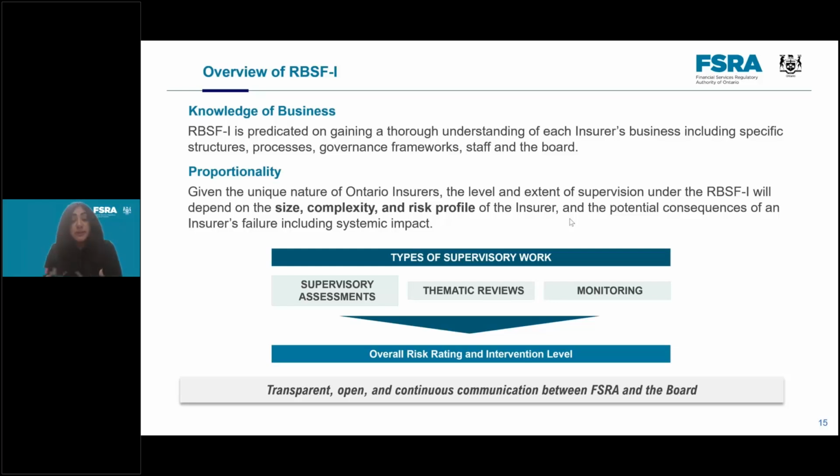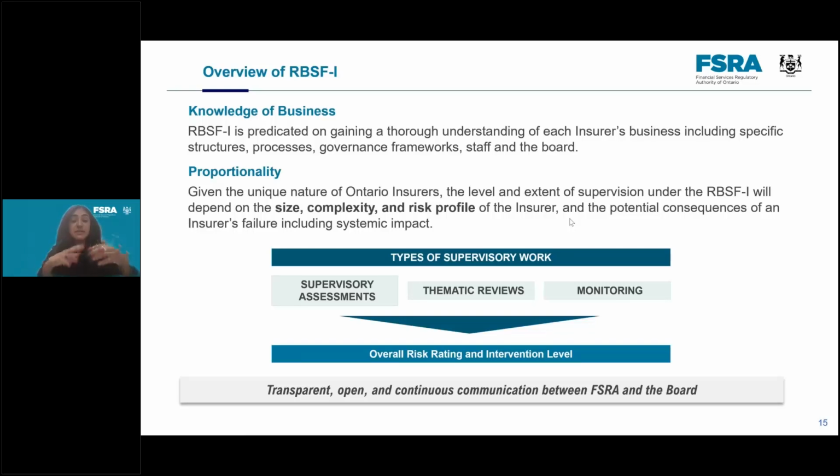And so there's a lot of, as I mentioned, underlying themes in terms of knowledge of business, proportionality, that carry throughout. Ultimately, it determines the overall risk rating and intervention level. Now, where does capital fit into this and our assessment of capital? And so I'll walk through, when it comes to capital, we look at that from different levels. And so, of course, there's the quality and quantity of capital, but there's also the availability, there's the oversight.